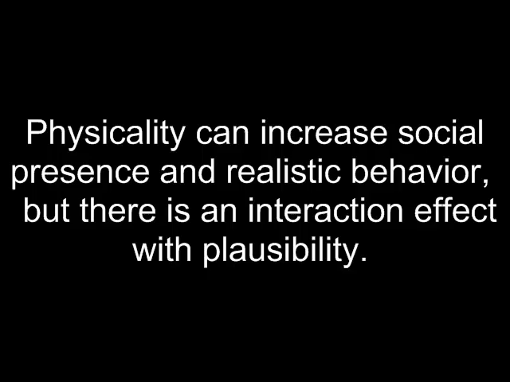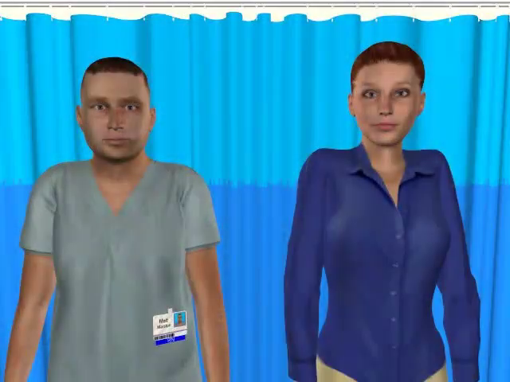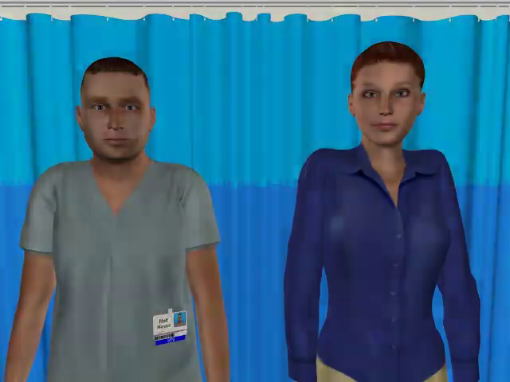effect with plausibility. Our study involved ECAs which occupy the physical space to two different degrees. Lowest on this dimension were standard ECAs, which did not occupy the physical space at all. These characters occupied a purely virtual environment and were interacted with via a projector.